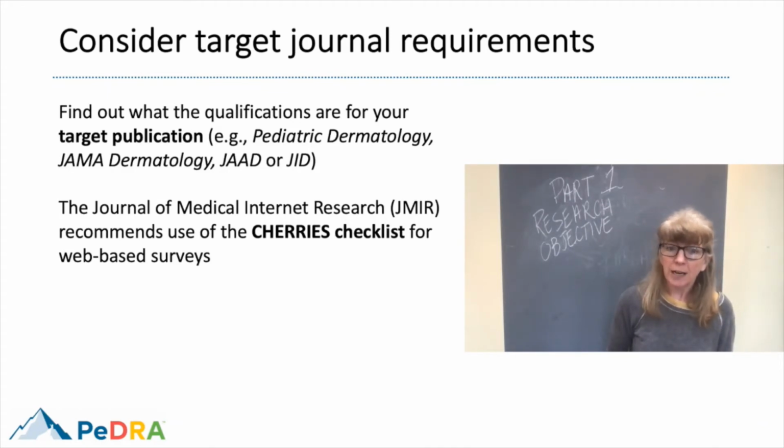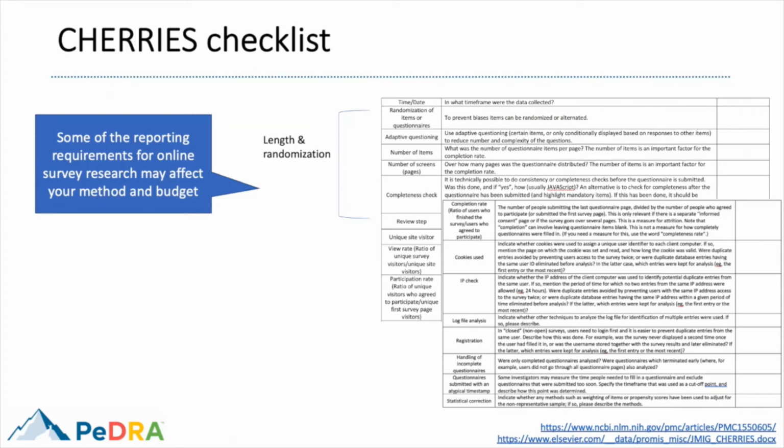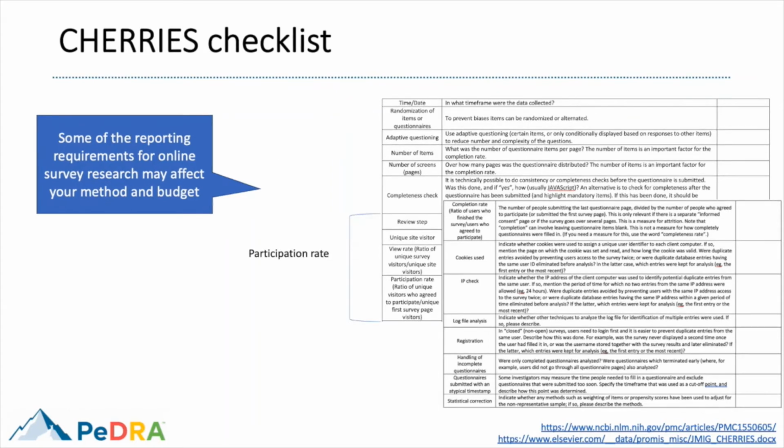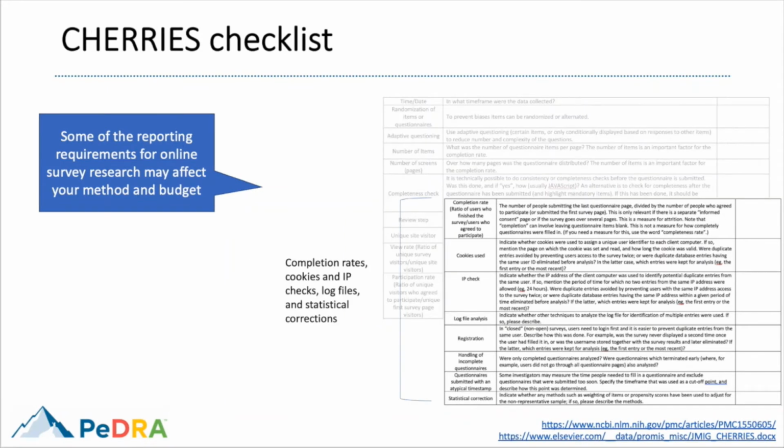The Journal of Medical Internet Research recommends using a checklist for web-based surveys. This is known as the CHERRIES checklist. The checklist ensures that you have considered things like the survey length, randomizing questions, participation and completion rates, use of cookies and IP checks, use of log files to identify responses from the same respondent, and statistical corrections like weighting. Even if the checklist is not required, it is very useful as a consulting document as you are defining your objective and considering the feasibility.